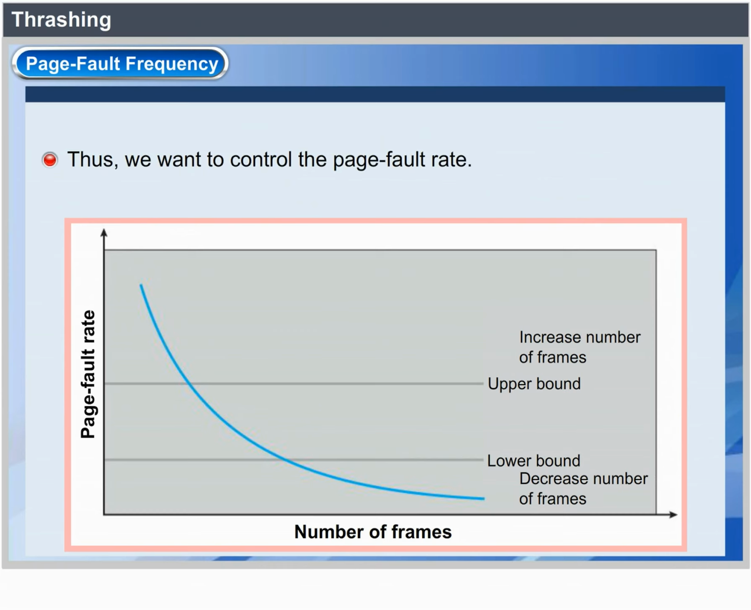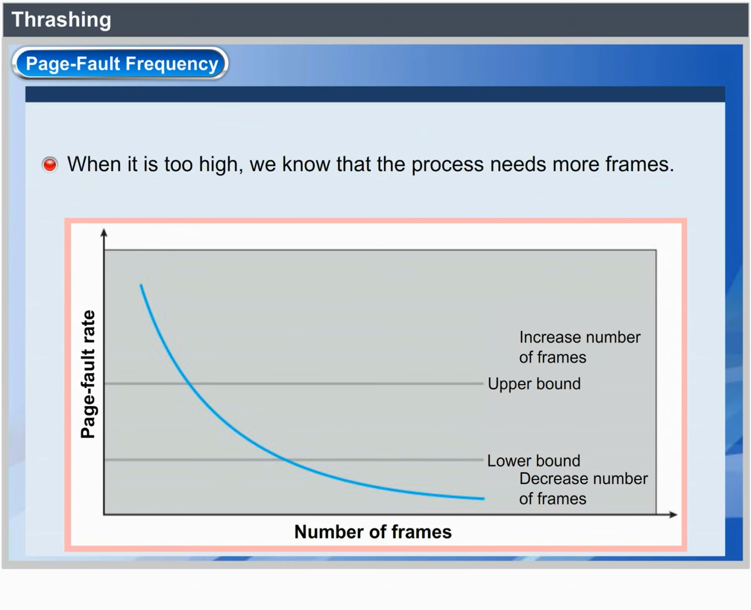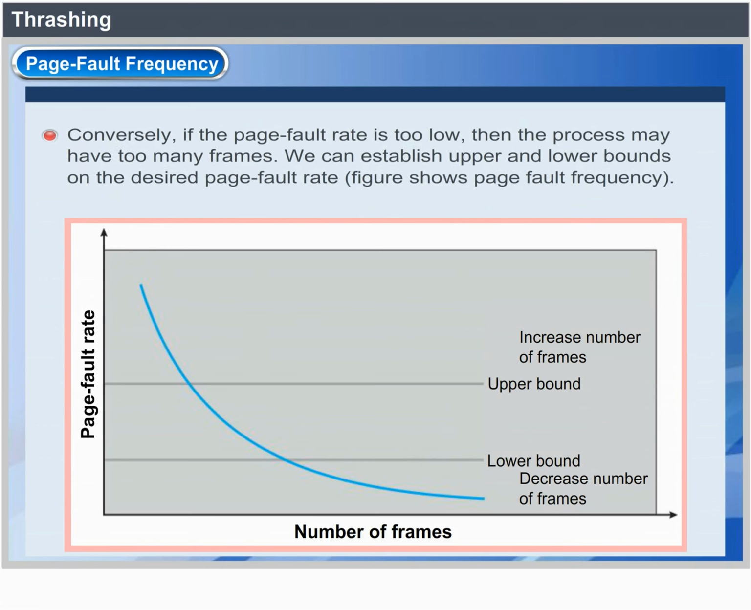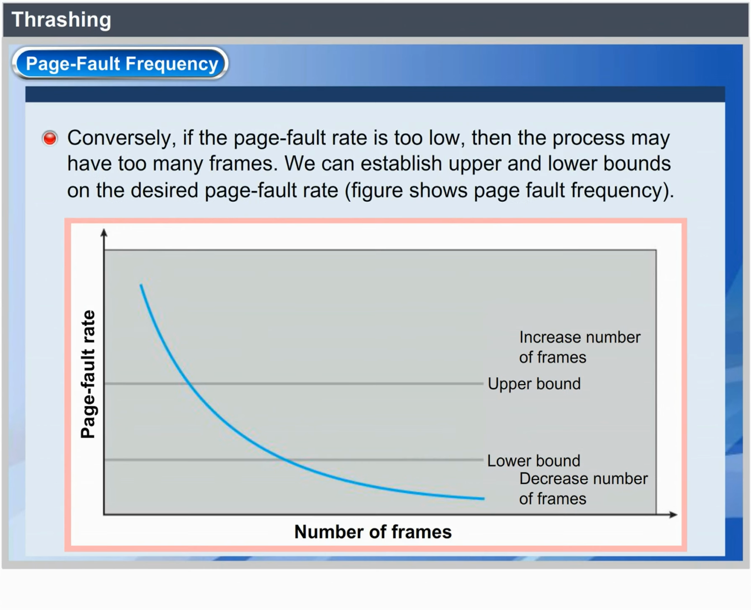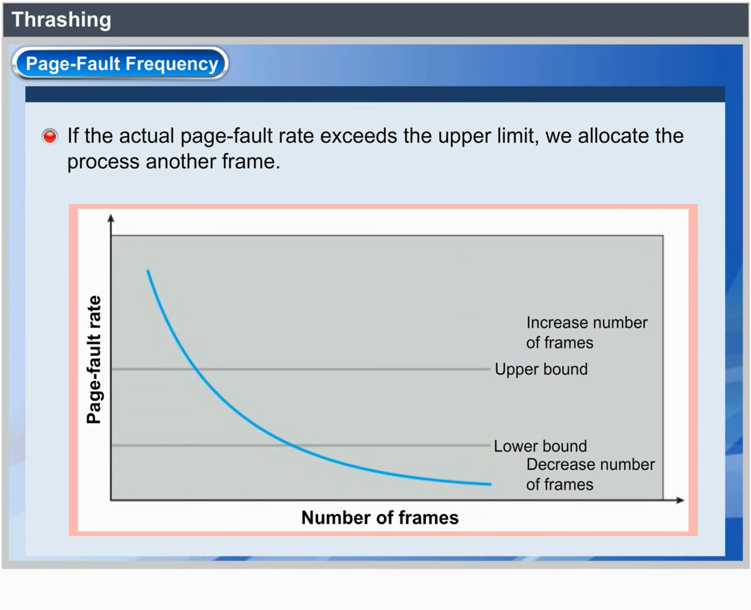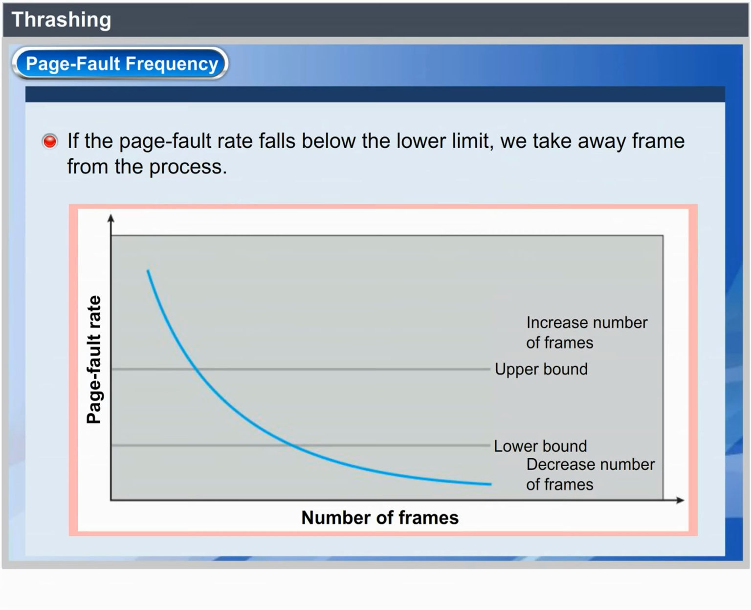Conversely, if the page fault rate is too low, then the process may have too many frames. We can establish upper and lower bounds on the desired page fault rate. Figure shows page fault frequency. If the actual page fault rate exceeds the upper limit, we allocate the process another frame. If the page fault rate falls below the lower limit, we remove a frame from the process. Thus, we can directly measure and control the page fault rate to prevent thrashing.